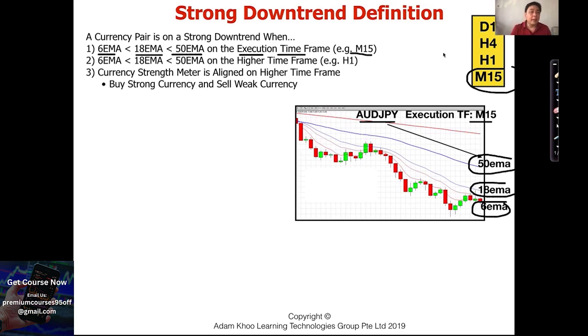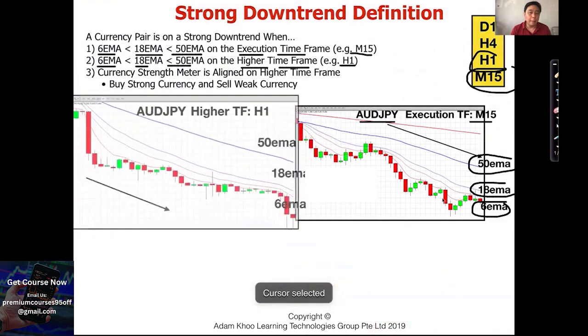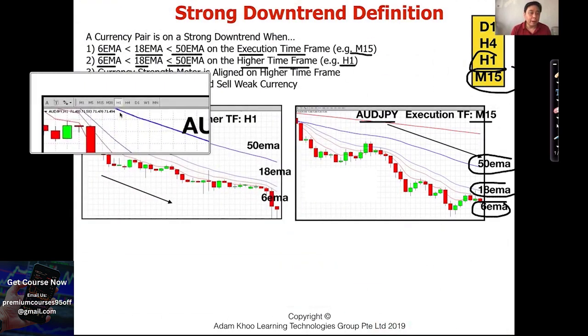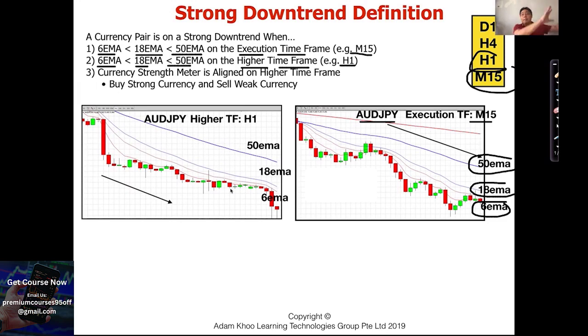Now, remember, when you're trading Forex, you never look at only one time frame. You must always look at the higher time frame to confirm your execution time frame. So the higher time frame from M15 would be, that's right, H1. On the higher time frame, same thing: the 6 EMA below the 18, and the 18 below the 50. So on the H1 time frame, we want to see the same sequence of moving averages sloping down, the 50 blue line above the 18, above the 6 EMA.